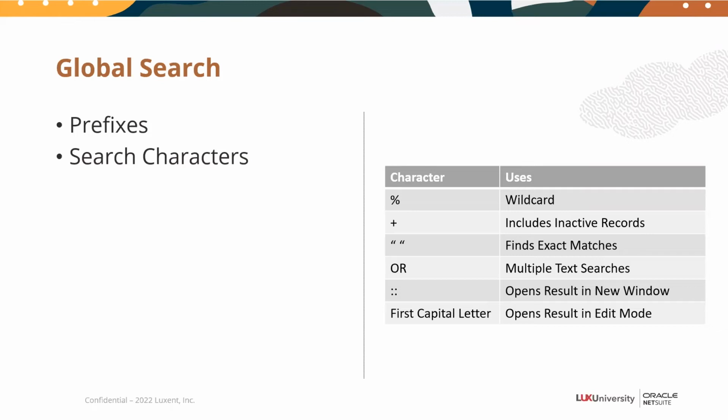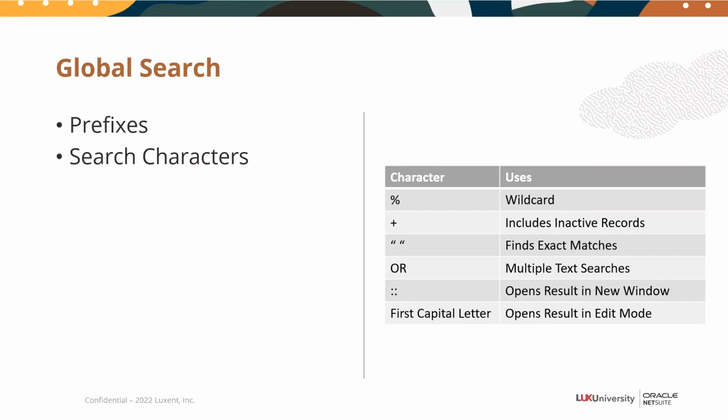A plus sign, so this will include inactive records in your search. This can be useful for finding inactive items or customers or vendors. So if you're looking for a vendor that you've inactivated, but you want to see that vendor record, if you include that plus sign after it, you can search for it in the global search without reactivating it or having to do a saved search on it or anything like that.